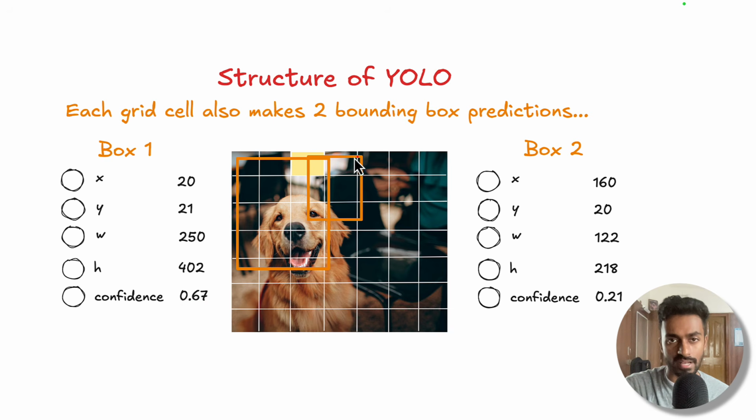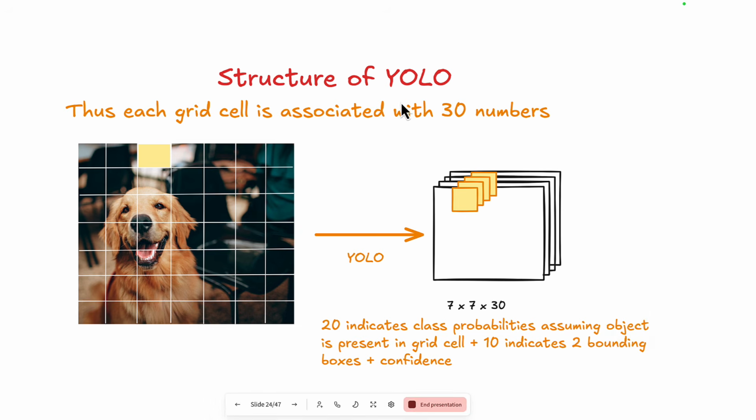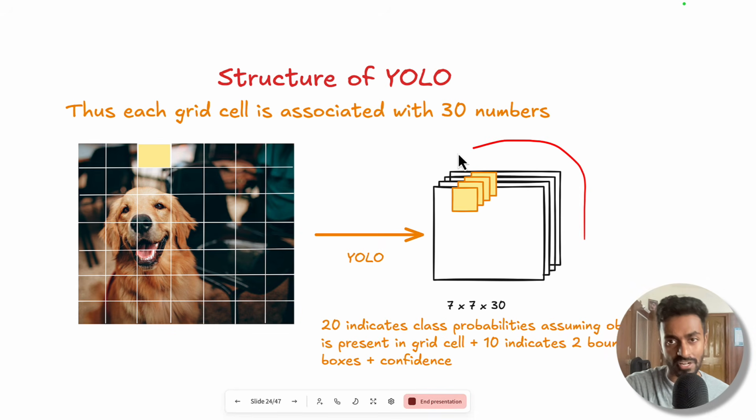And similarly, for this other bounding box, we have this here. So each grid cell is also associated with 10 numbers, that is 2 bounding boxes. And so each grid cell is thus associated with 30 numbers: 20 indicating class probabilities, assuming the object is present in the grid cell, plus 10 that indicate 2 bounding boxes and the confidence that there is an object in those bounding boxes. So I hope the interpretation of each number in this 7 x 7 x 30 tensor makes more sense.